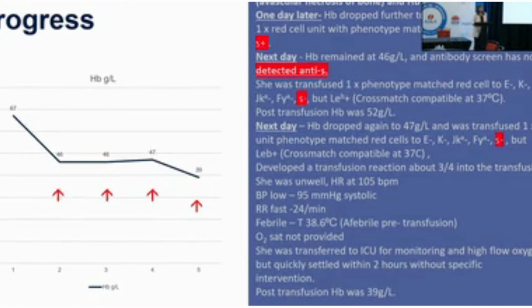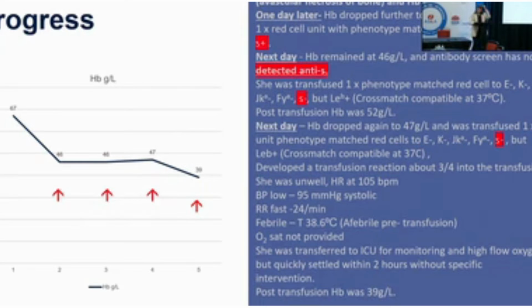Clinical history, she was discharged after 2 units, came back 10 days later with a hemoglobin of, I think, 67, initially with bone pain, was diagnosed with avascular necrosis, and then they gave her another unit, again S-pos, and she dropped her hemoglobin to 46. And then when they retested her, she actually had another antibody, anti-S.